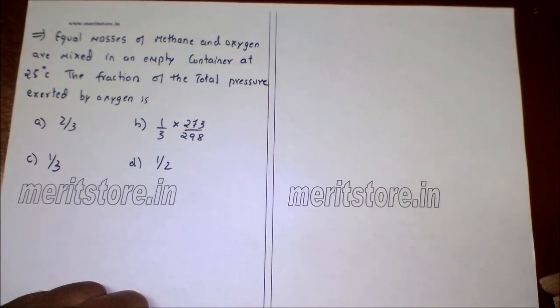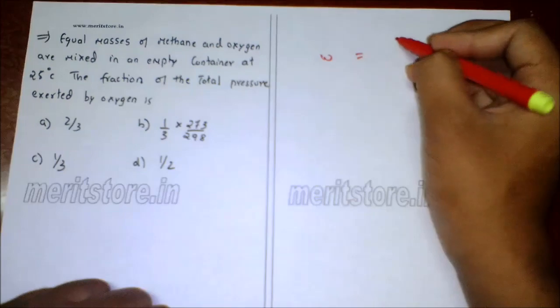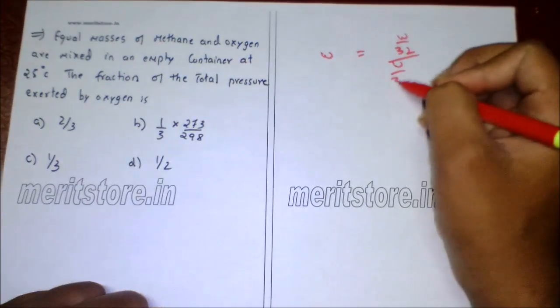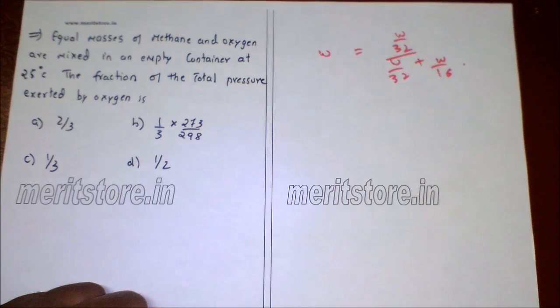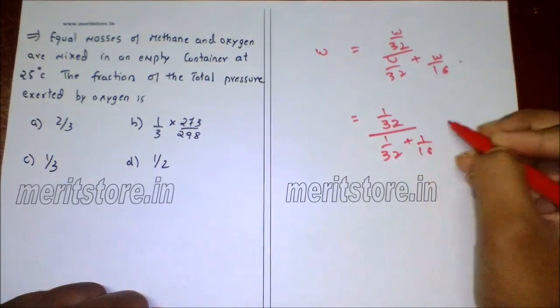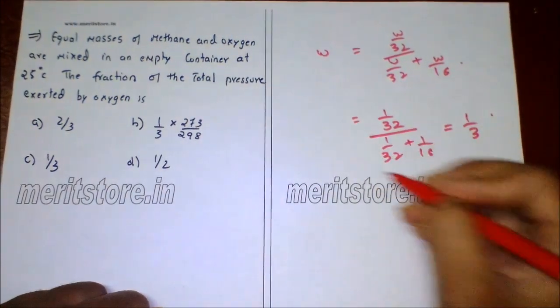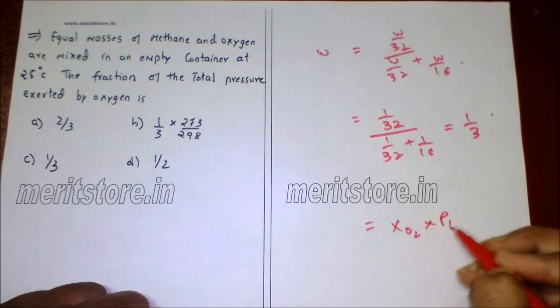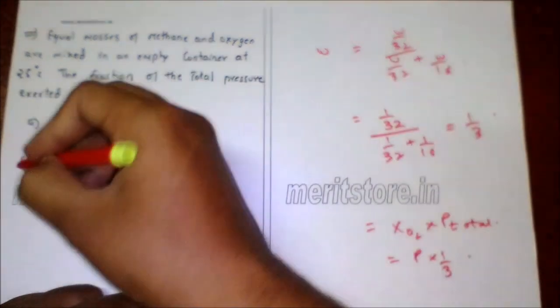Equal mass of methane and oxygen are mixed in an empty container at 25 degrees Celsius. The fraction of the total pressure exerted by oxygen is. So let the mass of methane and oxygen be W. Mole fraction of oxygen can be written as W upon 32 divided by W upon 32 plus W upon 16. So let the total pressure be P. We can write this as 1 by 32 divided by 1 by 32 plus 1 by 16, which comes out to be 1 by 3 on solving. The pressure exerted by oxygen is the mole fraction into total pressure, so P into 1 by 3. Hence C is the correct answer.